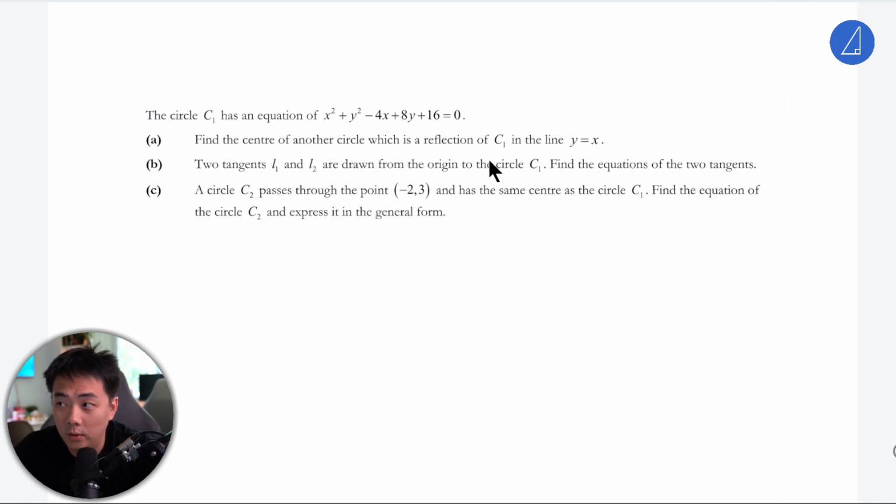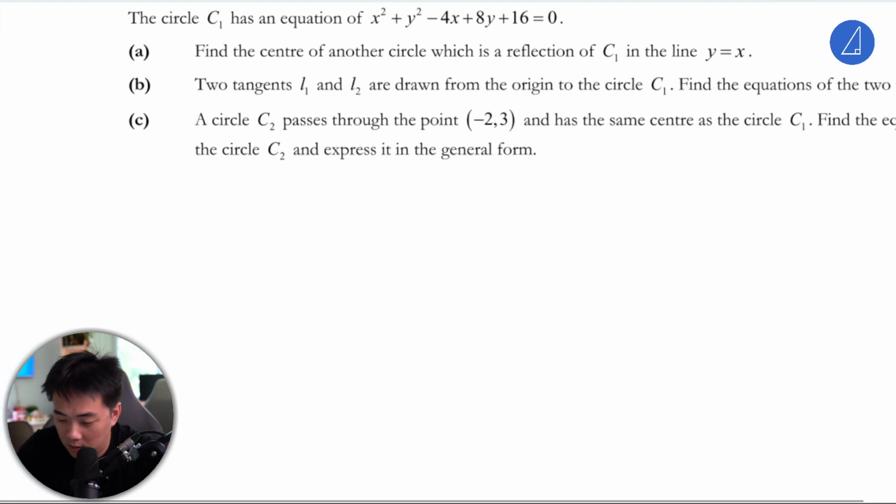Students, let's look at this question here, which is on circles. Let's say I can do this proficiently. So the circle C1 has an equation of x squared plus y squared minus 4x plus 8y plus 16 equals 0. Find the center of another circle with the reflection of C1 in the line y equals x. Oh, this is pretty interesting.